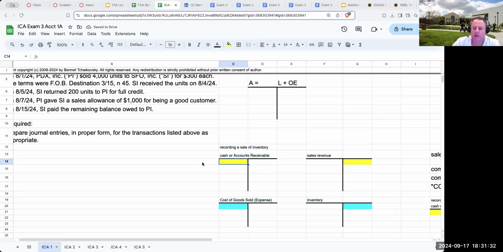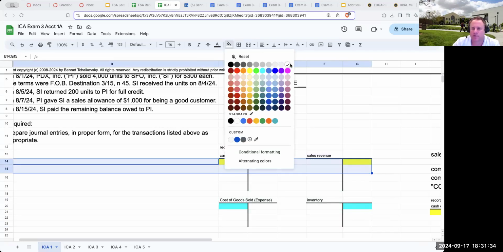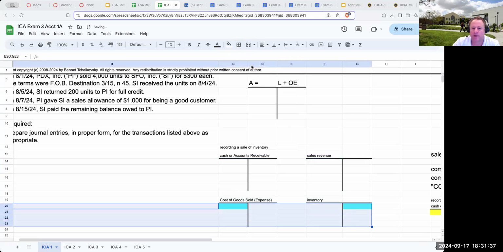So let's go through and get rid of the Bruin colors before I start giving people a panic attack, especially my USC fans out there.